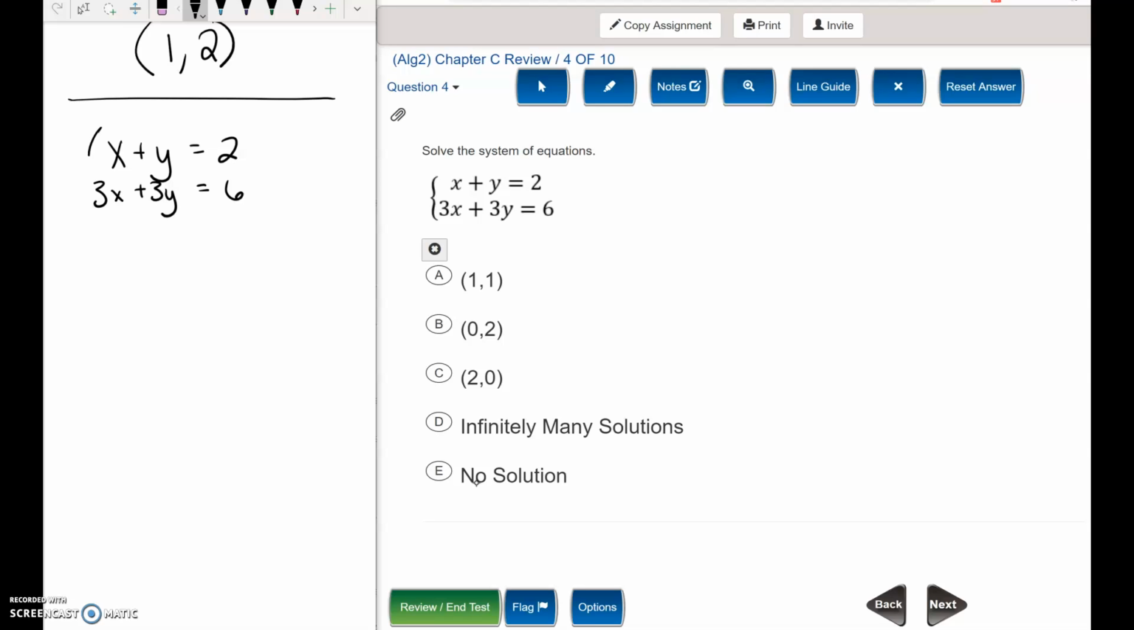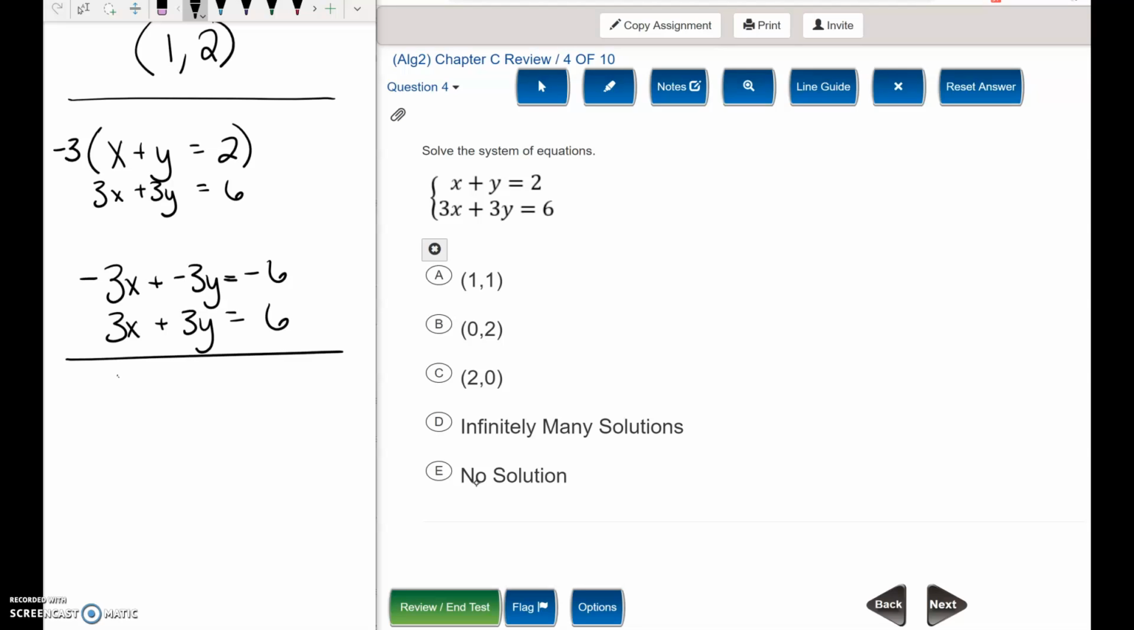So if I'm doing this by elimination, I want to multiply the top equation by -3. So my new top equation is -3x + -3y = -6. My original bottom equation stays the same. You might notice something funny here. We end up with 0 + 0 = 0. Does 0 equal 0? Yes, it does.